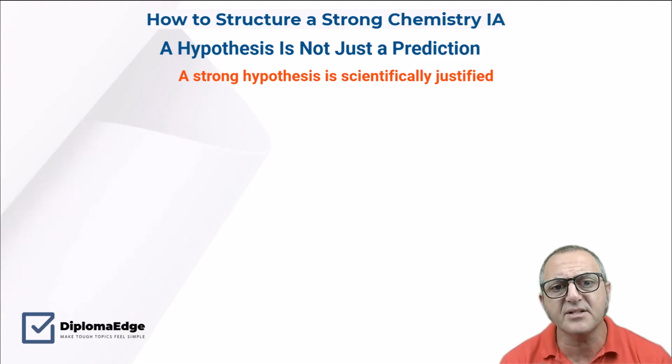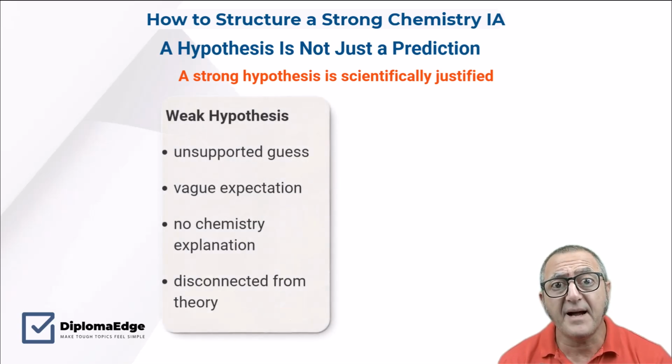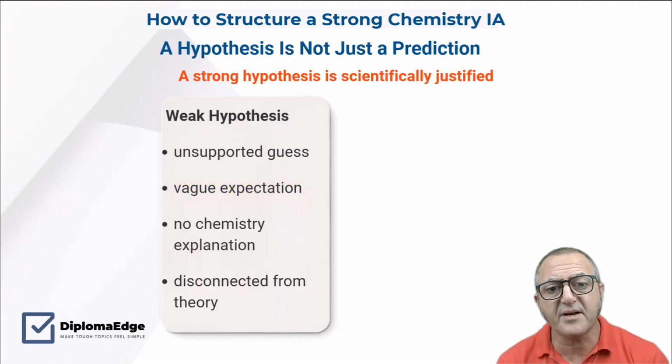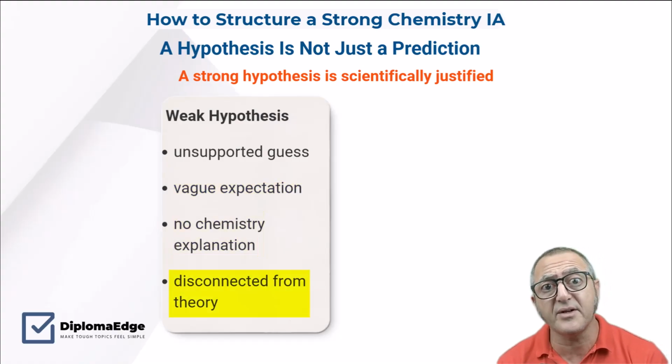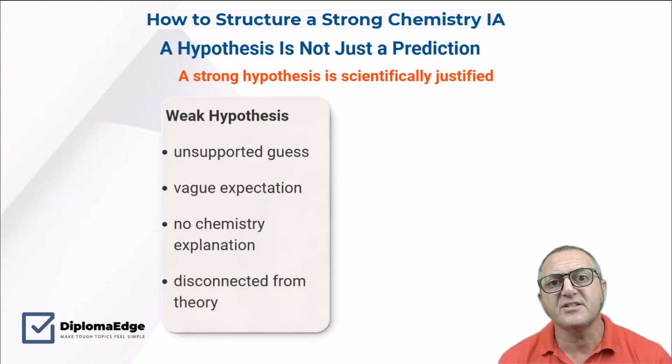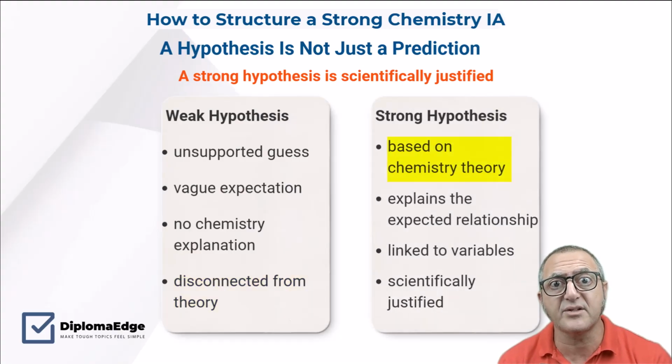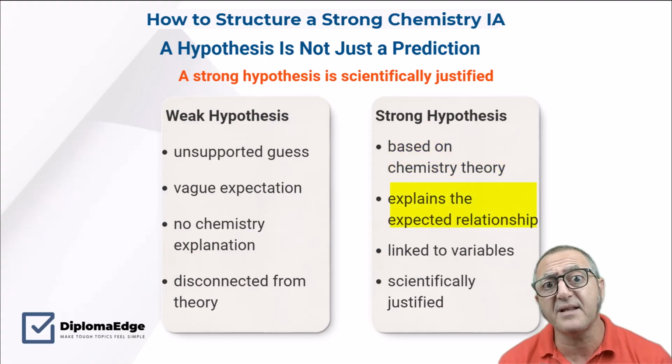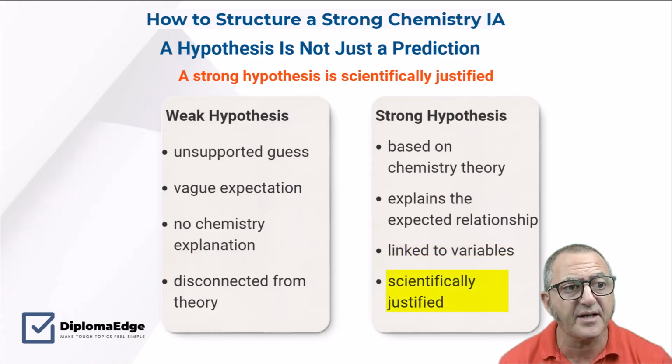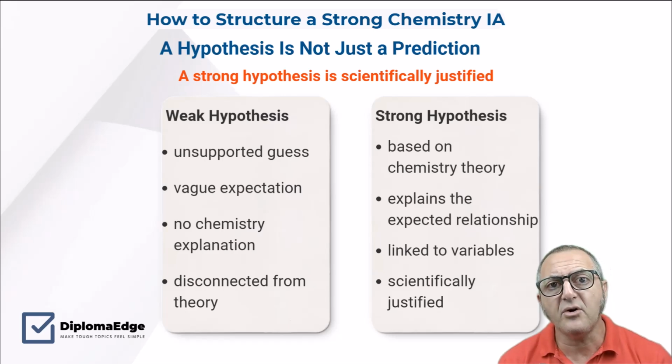So a weak hypothesis will not be supported by science. It will be a vague expectation, doesn't have a chemistry explanation, and is sometimes disconnected from the theory. A strong hypothesis is based on the chemistry theory that you have laid out in the background information, explains the expected relationships between the dependent and the independent variable, is linked to the variables, and is scientifically justified. So not only are you telling me what you think is going to happen, but you are explaining scientifically why you are making that prediction.